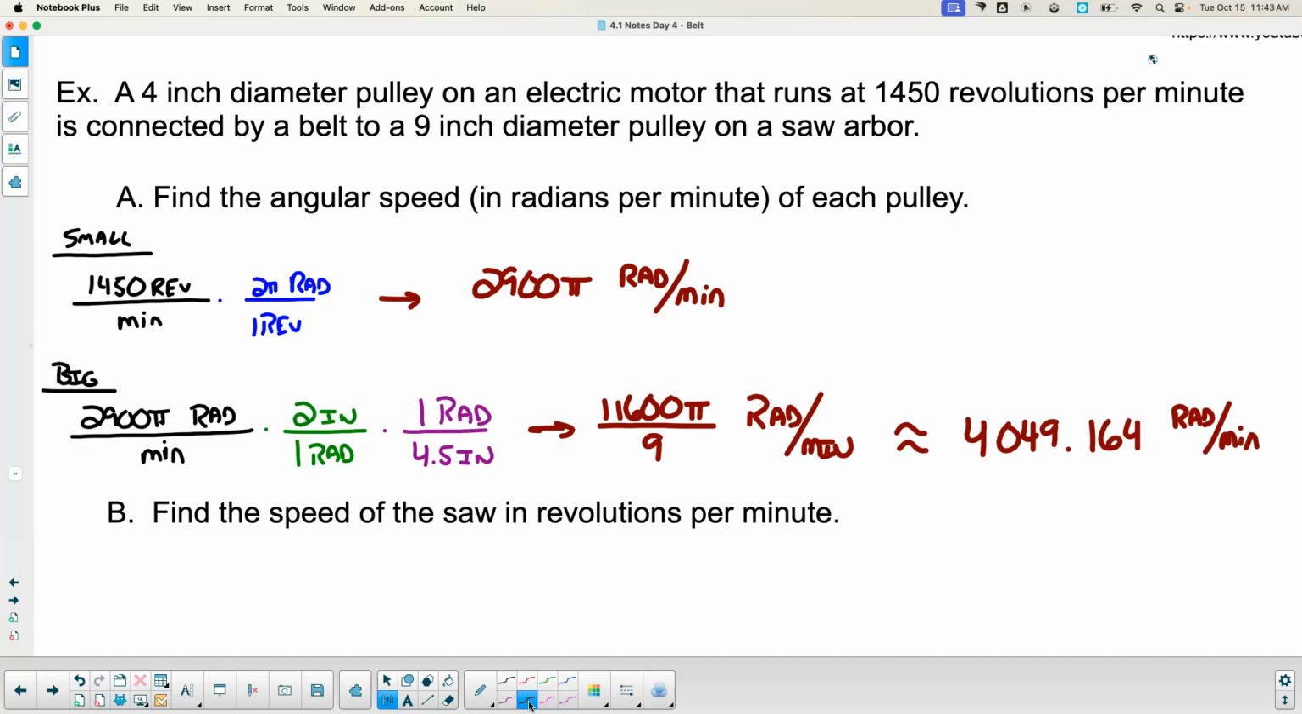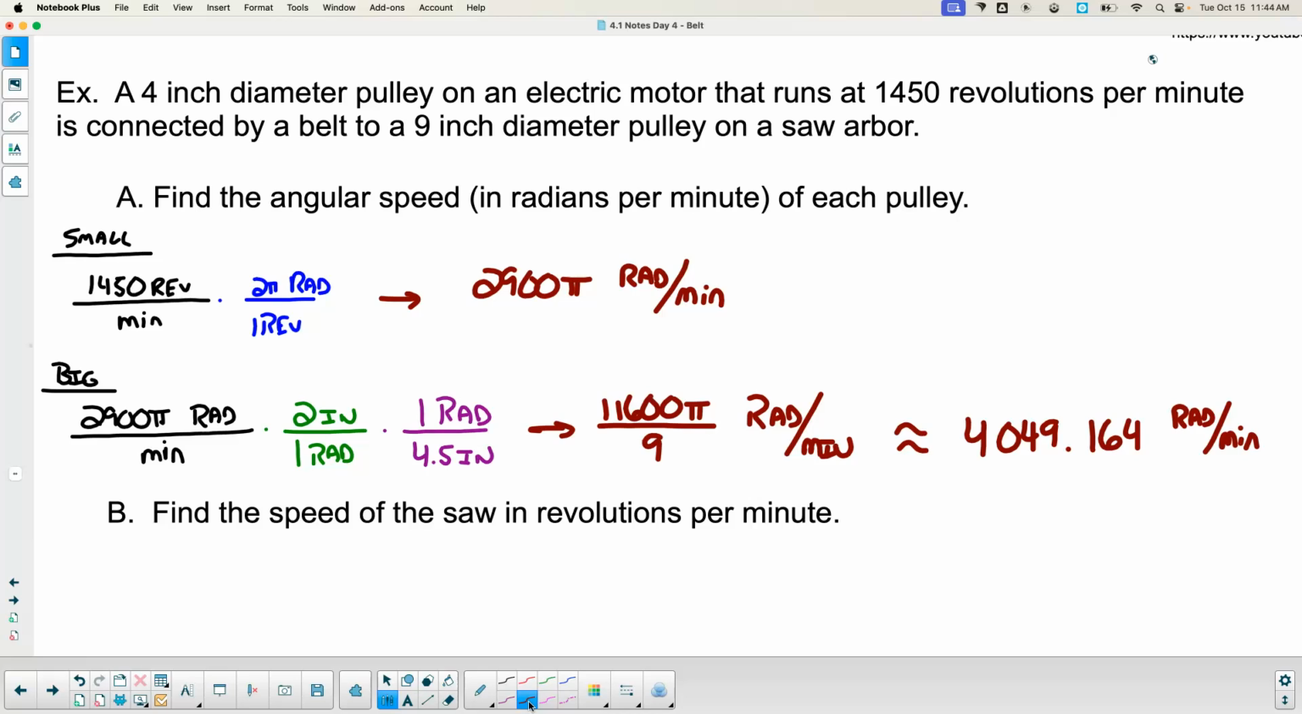Wait, why did we do 2 inches for 1 radian for the big one? Because we had to get to the belt. 4-inch diameter, which means 2-inch radius. Oh, radius equals a radian. Say it a bunch of times. I know, but then what did we do with the 9-inch? That's why it's 4.5 inches.